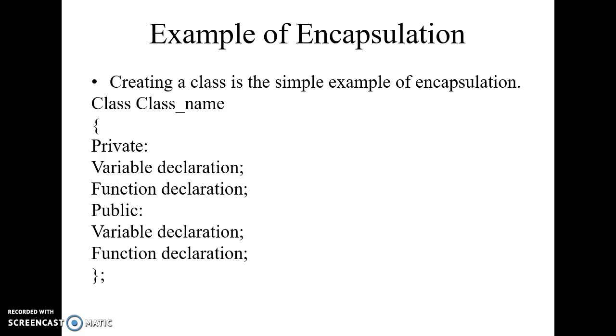Variable declaration. Int ABC or anything else is a variable declaration. Function declaration. We can declare functions with the help of opening and closing brackets. Public declaration: variable declaration and function declaration. In public declaration, variable members can be accessed outside the class also. And if we are declaring a function as public, we can also access the function from outside of the class.